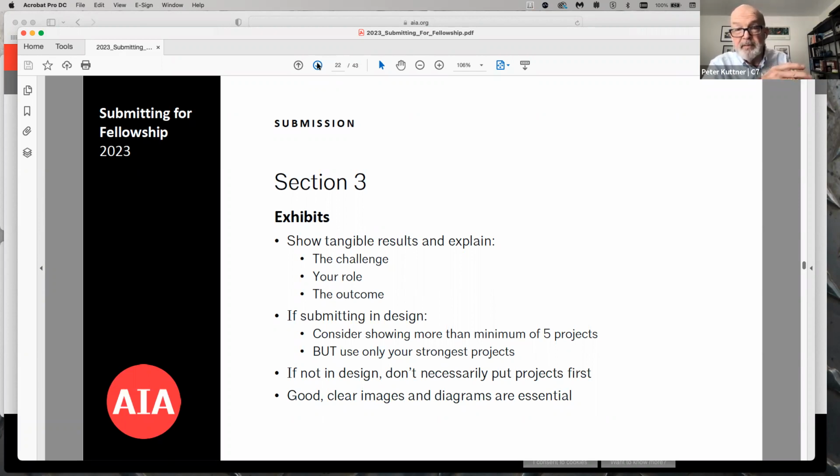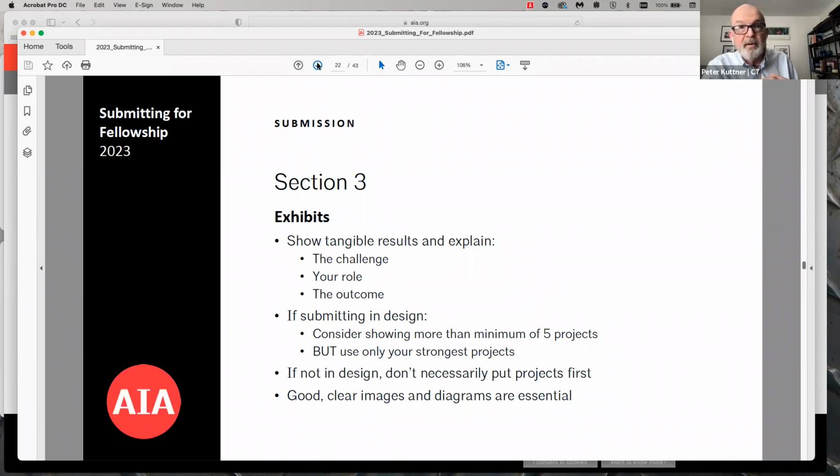And so for some people, it's not the whole building. Some people, it's the envelope. Some people, it's an incredible mechanical system or a new approach to facade screening. And you talk about your role, so it doesn't have to be the whole thing. The exhibits, if they are buildings, they prefer finished projects unless you're so specifically about some construction aspect or something like that. If you're in design, you can show more than the 5 minimum.